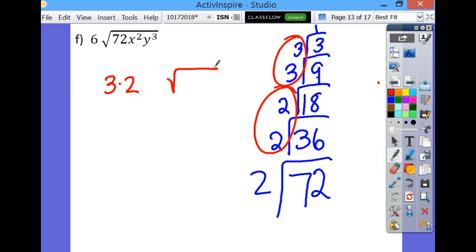I have a 6 on the outside. I need to bring down the 6 on the outside also. Now, I have some variables. I have x squared, y to the 3rd power.